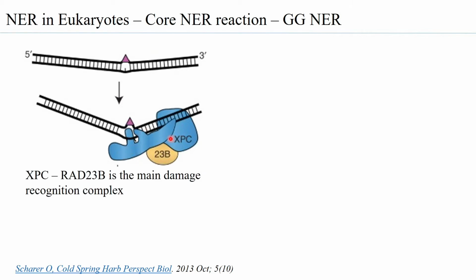So before that, just understanding that XPC RAD23B is the main damage recognition complex. It recognizes diverse damages. This is very important, and that is why the NER is a wide spectrum DNA damage repair mechanism. It is able to recognize any kind of DNA adducts. It can recognize thymidine dimers. It can recognize 8-oxo-G. It can recognize alkylated bases. So you can understand that it is able to recognize so many different DNA damages.